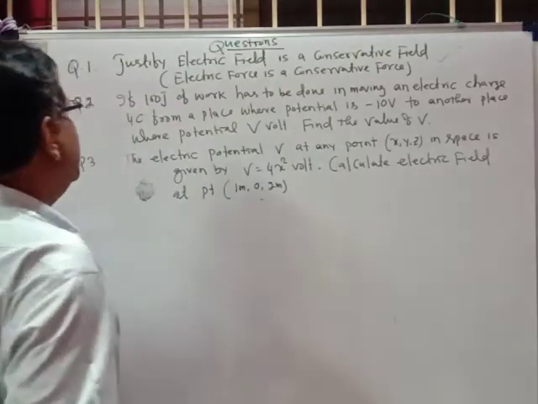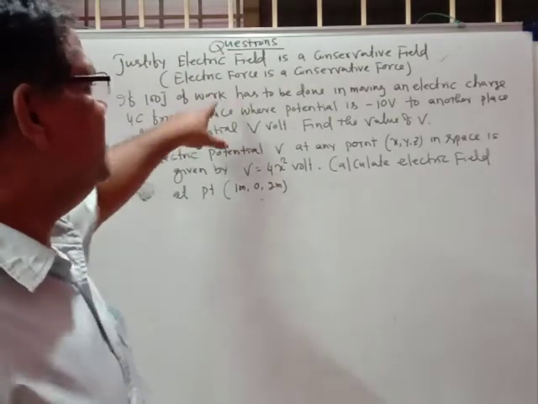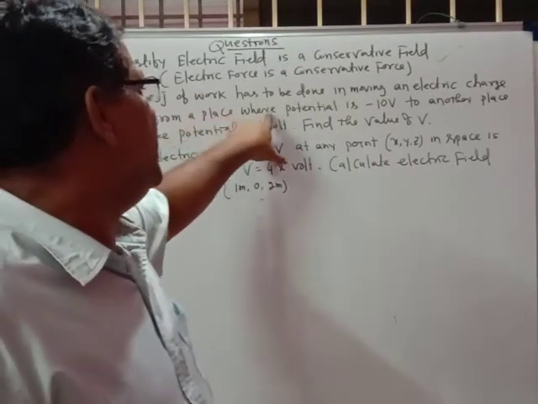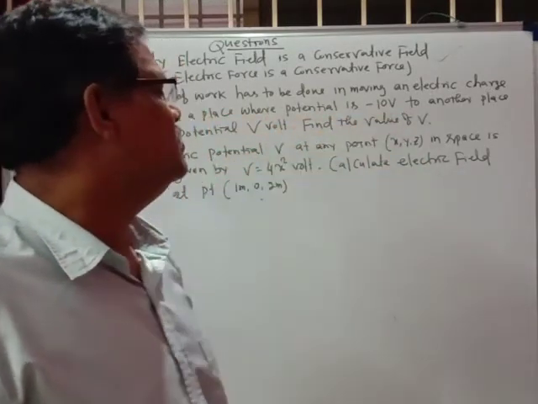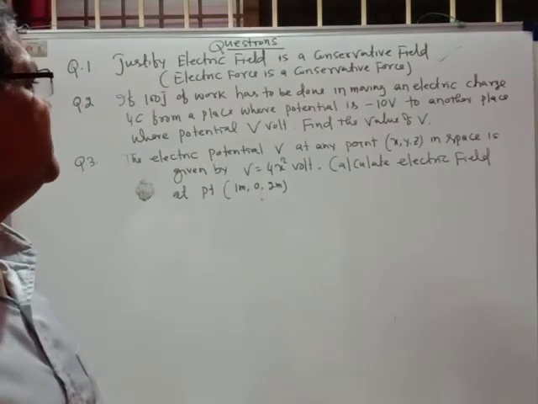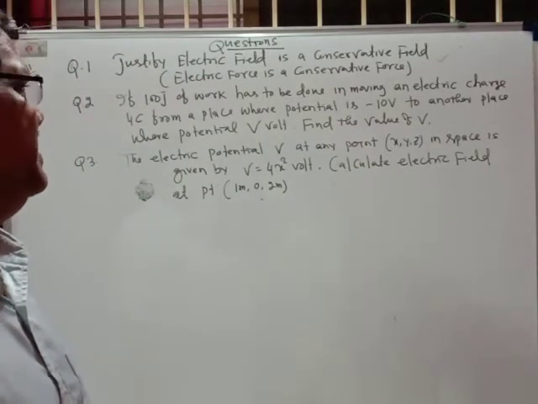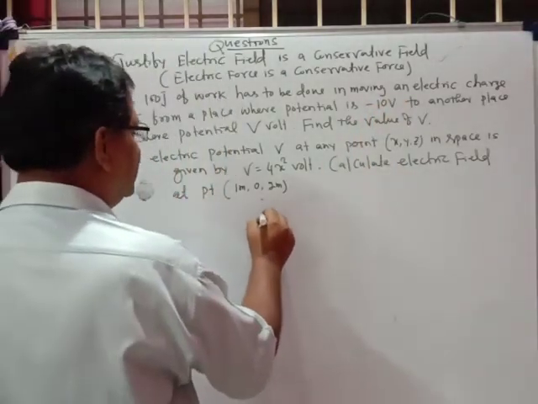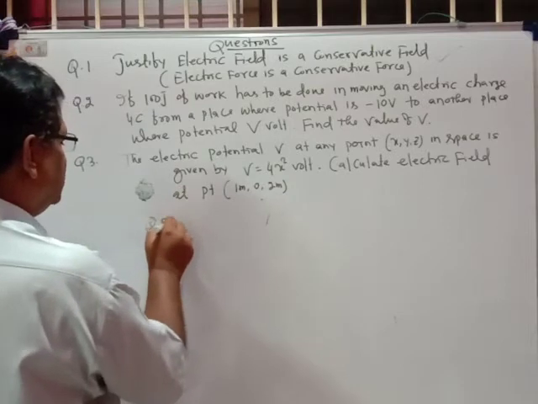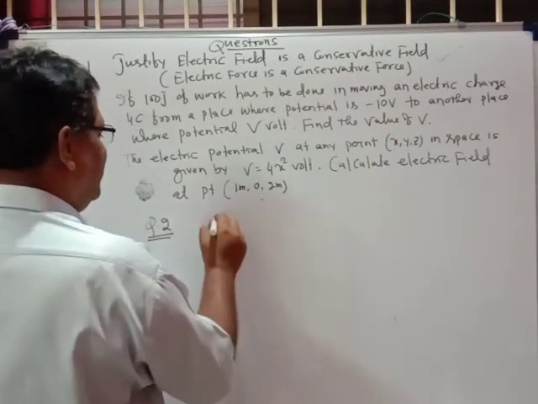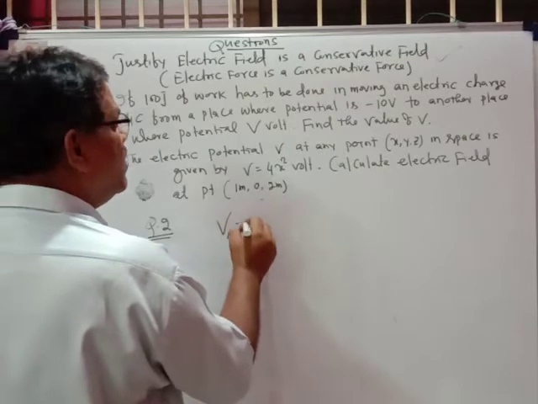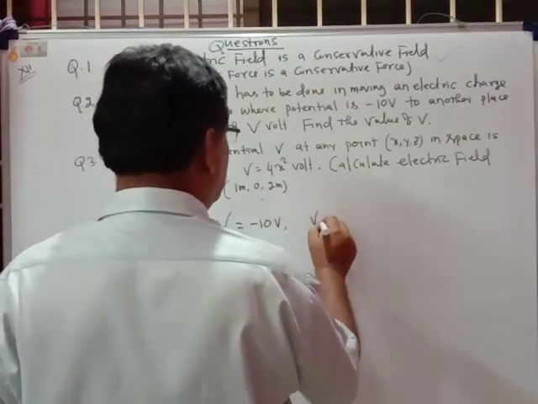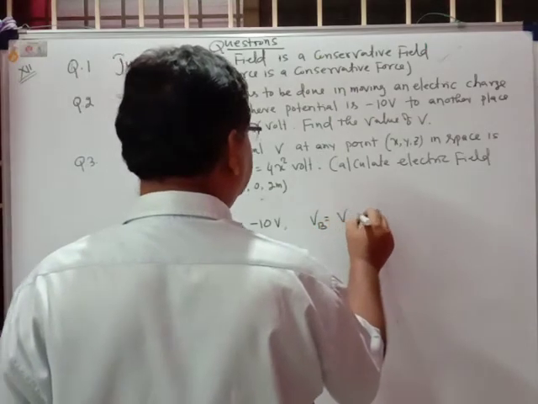Question number 2. If 100 joule of work has to be done in moving an electric charge of 4 coulomb from a place where potential is minus 10 volt to another place where the potential is V volt, find the value of V. So at one place the potential is given. Suppose you take this place as A, so VA equal to minus 10 volt. And VB equal to V volt.